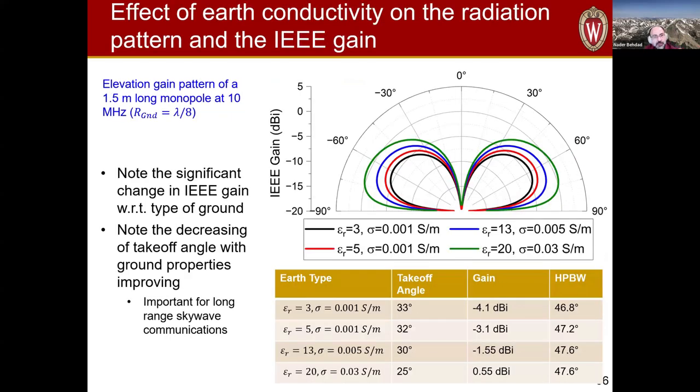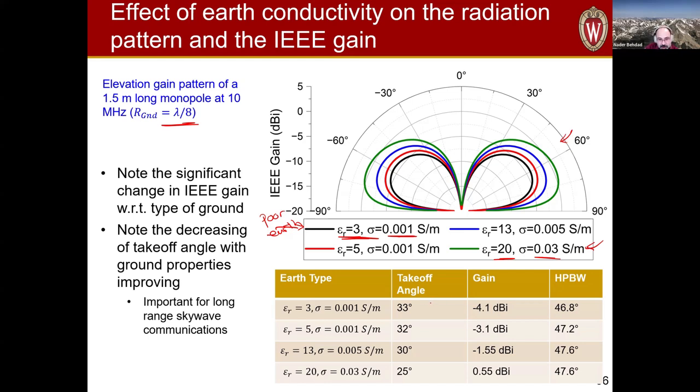So now let's see what happens if we have the same antenna, with a ground plane radius of 1/8 of a wavelength, placed on different types of Earth. Starting from a dielectric constant of 3 and a conductivity of 10 to the minus 3, and then going up to a dielectric constant of 20 and a conductivity of 3 times 10 to the minus 2. The first is an example of poor Earth, and this one, 20 and 3 times 10 to the minus 2, is an example of good Earth. And notice what happens to the radiation pattern of the antenna.